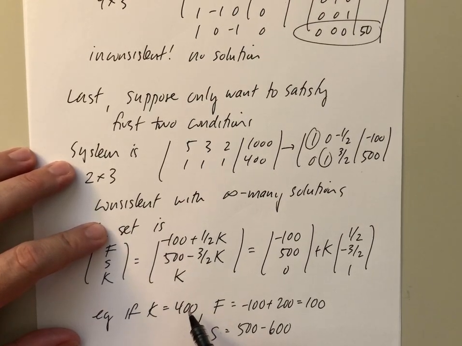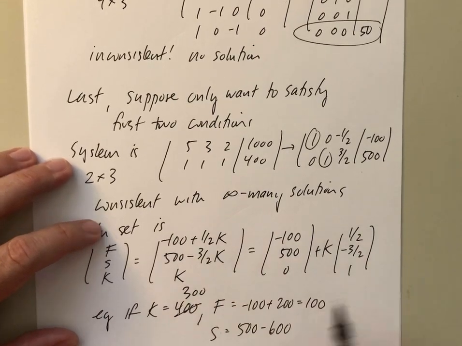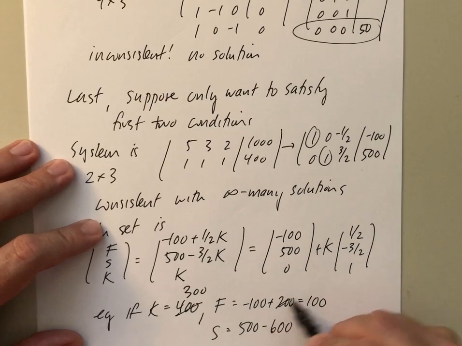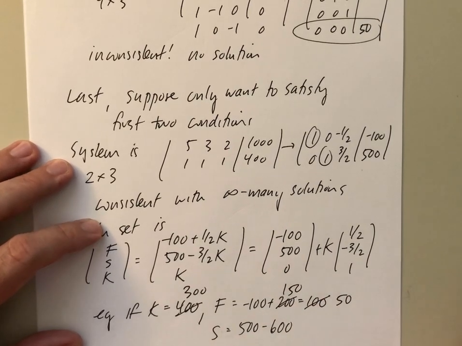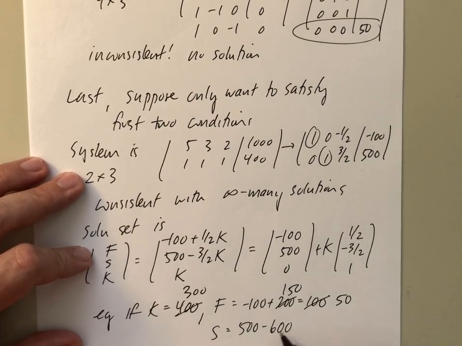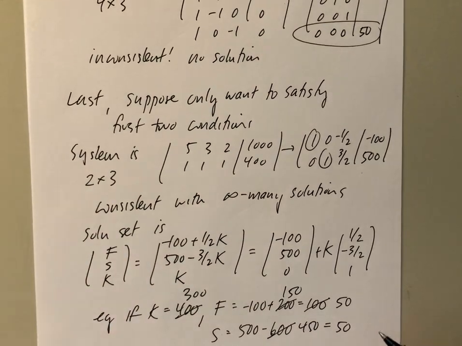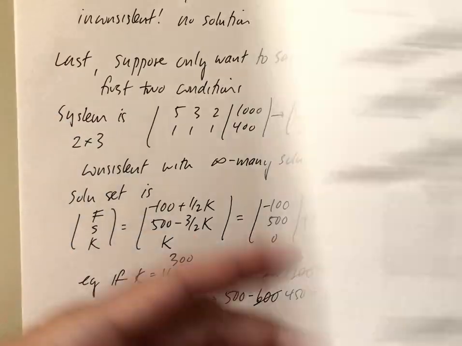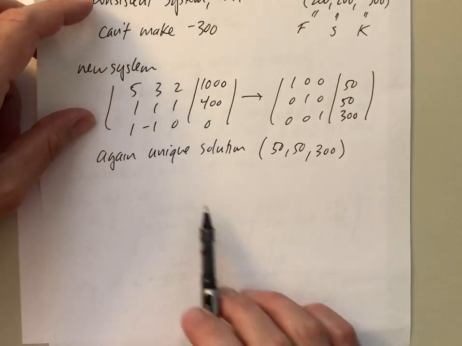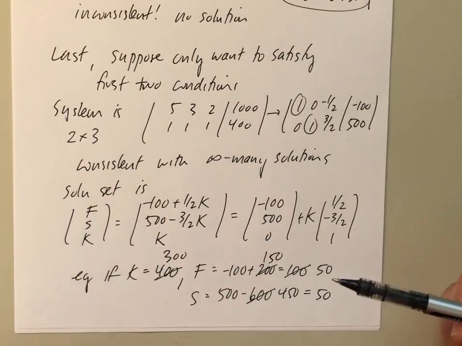Let me change this to something like, I don't know, how about 300? Because now this would be minus 100 plus 150, so this would give you 50 forks. So we say, sorry, you can't make 400, but you can make 300. Now the number of spoons would be 500 minus 450, so you also get 50. Actually, that looks familiar, right? That was the solution we had before. That's the case when forks equals spoons. But you can see how you can actually cook up all other solutions as well.